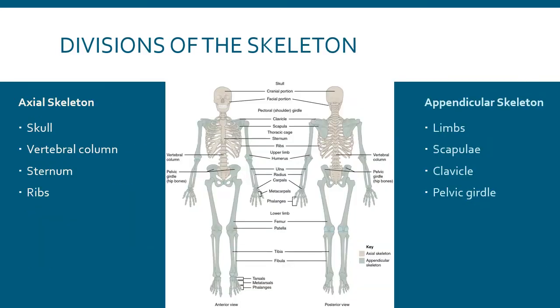All right. So other divisions of the skeleton. So you have an axial and an appendicular skeleton. Your axial skeleton contains your skull, your vertebral column, so your spine, your sternum, which is your breastbone, and then your ribs. And the appendicular skeleton is basically your limbs and all the bones that would attach your limbs to the axial skeleton. Okay, so your scapulae, which are your shoulder bones, your shoulder blades, clavicles, which run sort of right below your neck, across your chest, and your pelvic girdle.